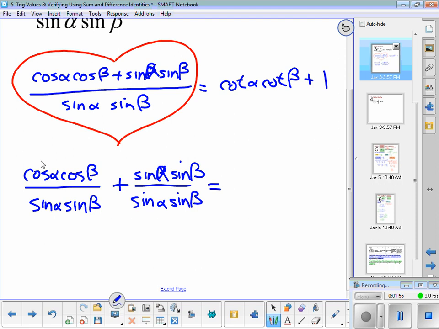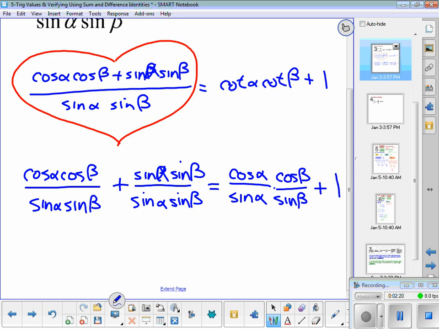And this is where I guess I could switch this side over to sines and cosines. I get cosine alpha over sine alpha. I do know what cotangent is. And then cosine beta over sine beta plus 1.